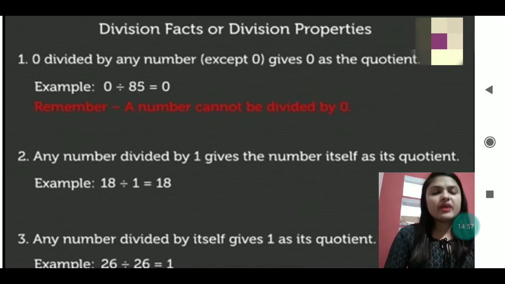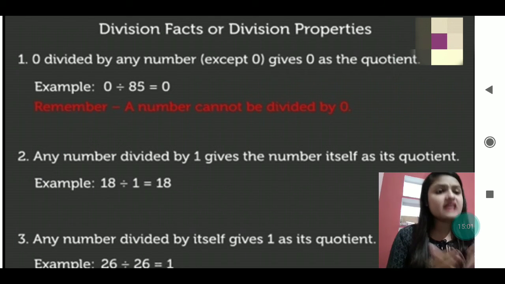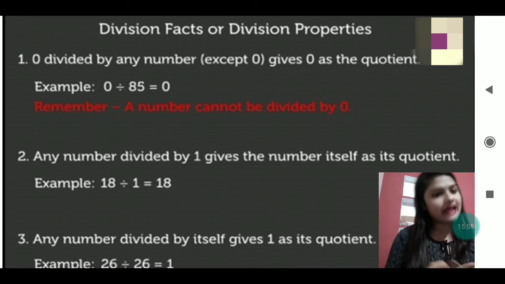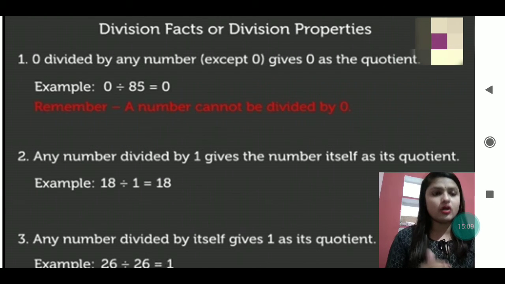Now, students, one by one we will discuss division facts or division properties. There are some properties in division also. In multiplication we have read some properties, in addition and in subtraction too. But in division also there are some properties on which the division works.